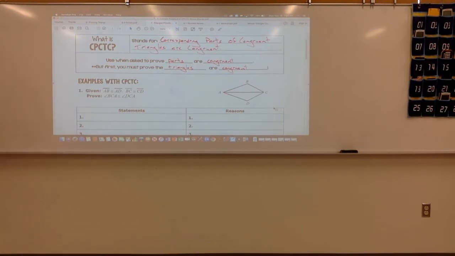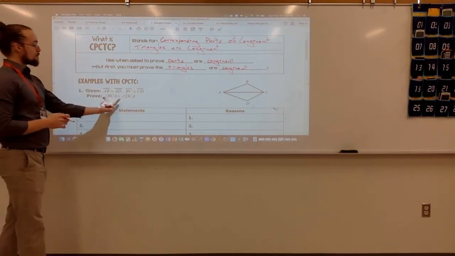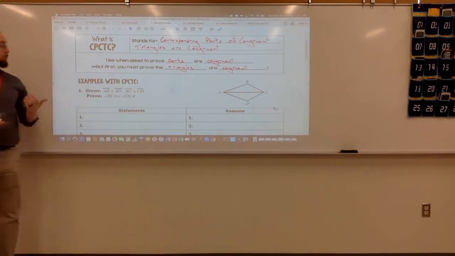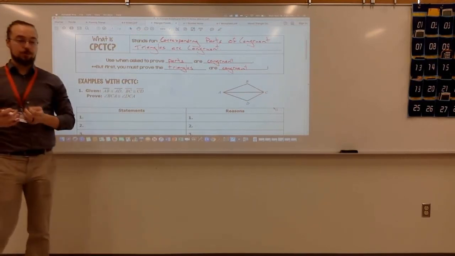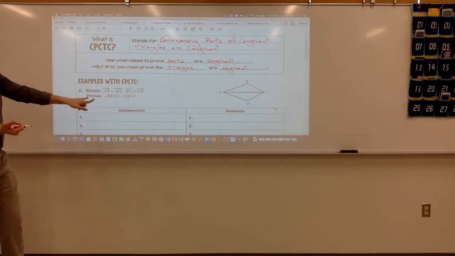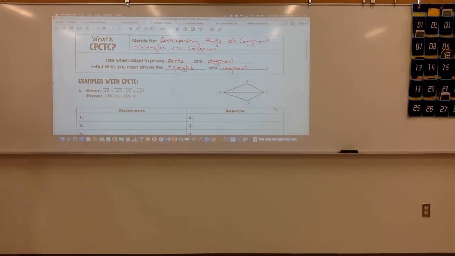And so, if we look at this first example, we are asked to prove that a pair of angles are congruent. So what we're going to do is prove that the two triangles are congruent, and then claim that this pair of corresponding angles is congruent because all corresponding parts of congruent triangles are congruent.